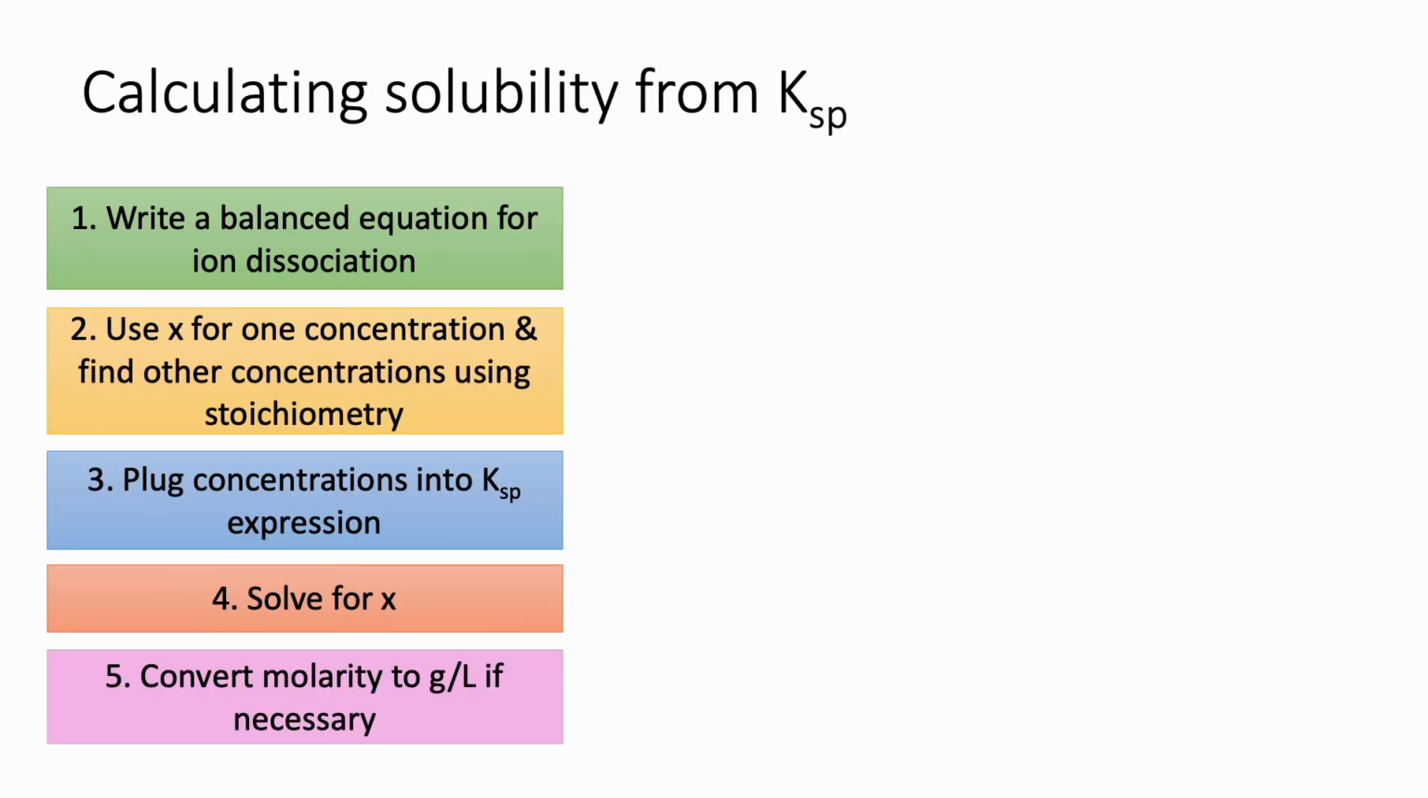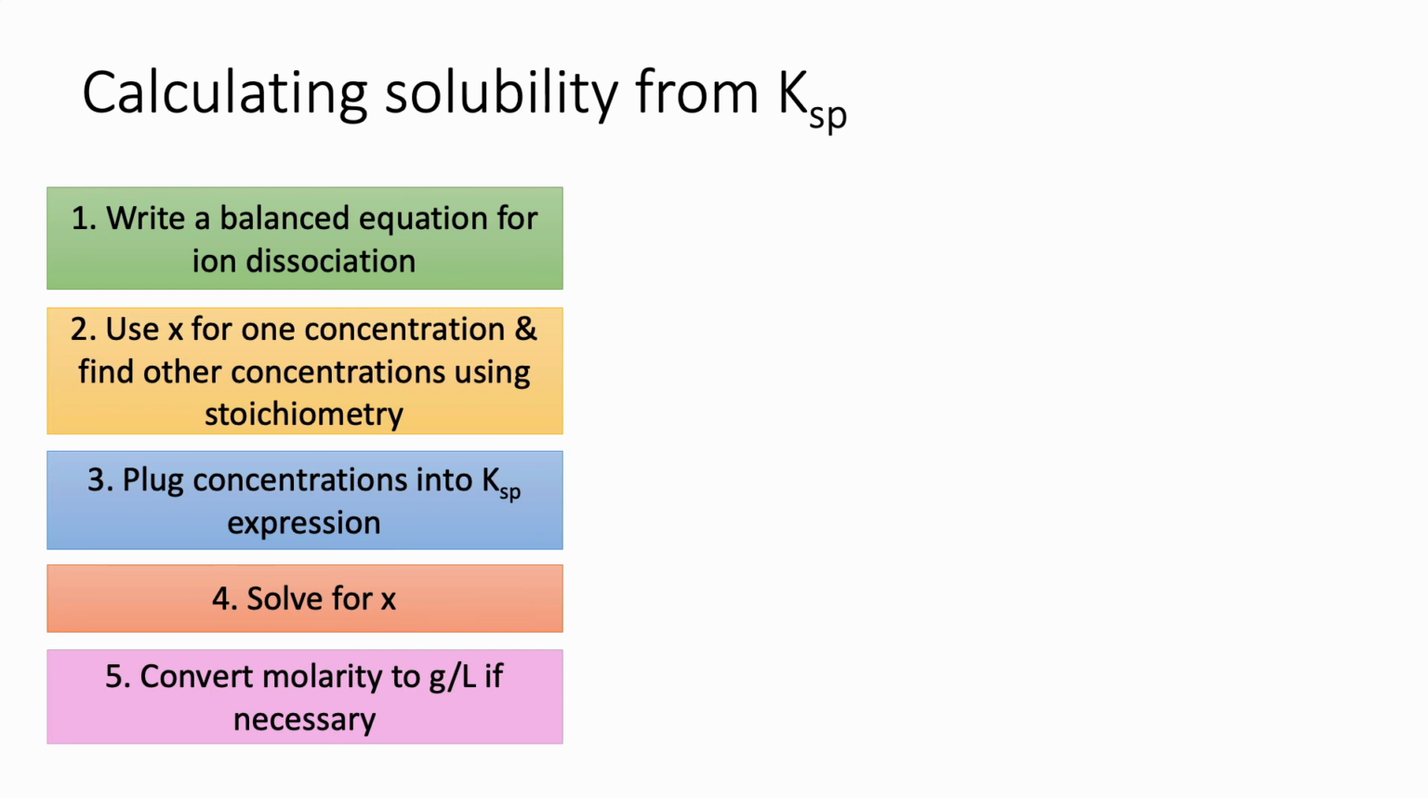Okay, so we've calculated KSP from solubility. Now let's go the other direction. This time we have a 5-step process. We start once again by writing a balanced equation for ion dissociation. That's always a good idea when you're doing a solubility problem.